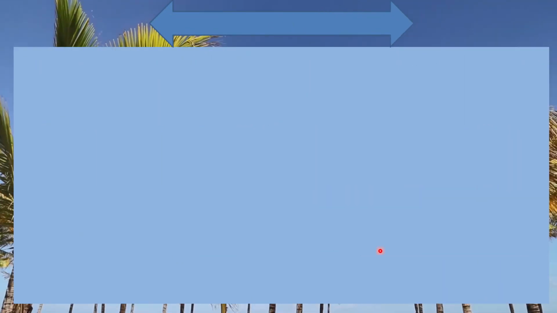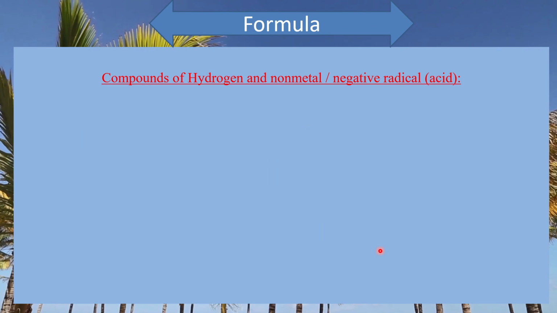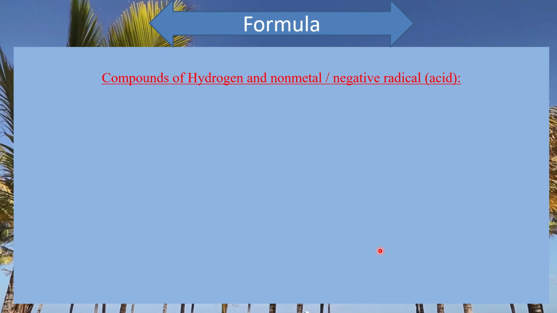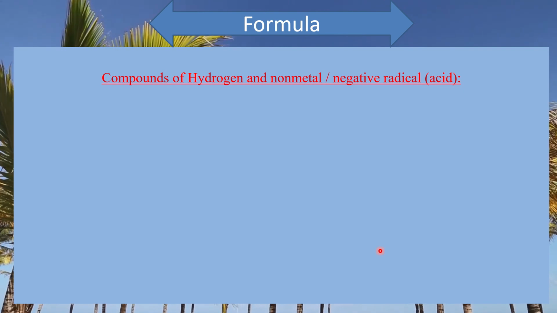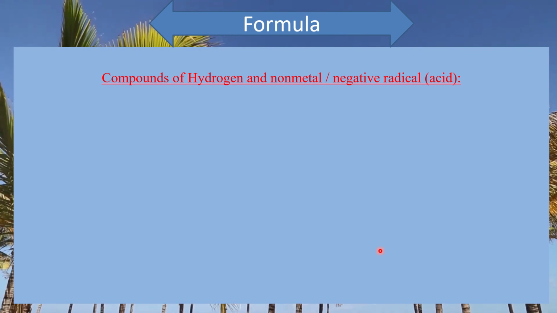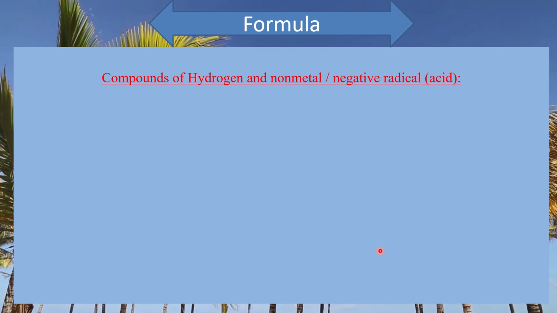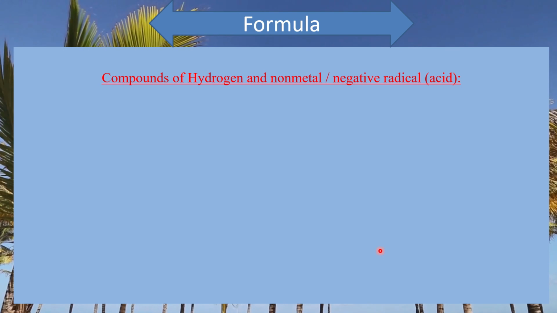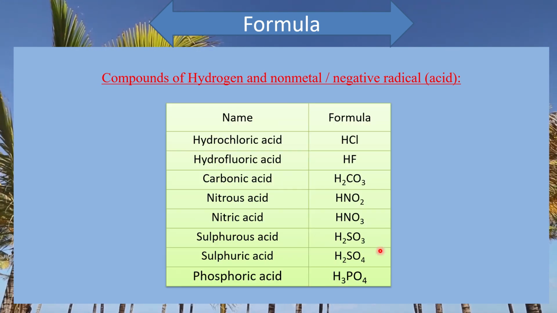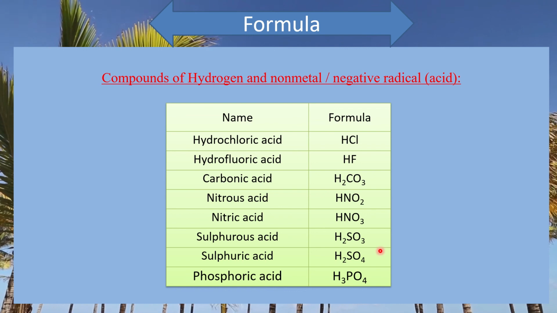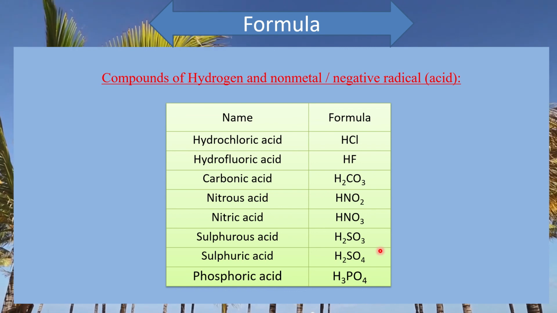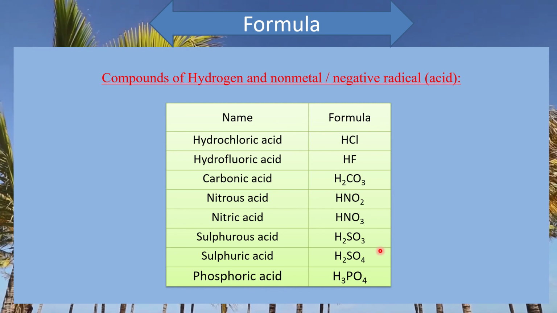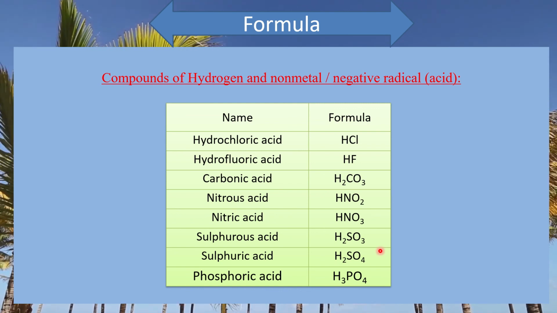Now, the compounds of hydrogen and non-metal or hydrogen and negative radical, and the most interesting matter is this: when the compound is made by using hydrogen with a non-metal or any negative radical, then these compounds are acids. Here, look, hydrogen and the non-metal chlorine, when these two make a compound, it can be named hydrogen chloride, but it is also an acid. This is called hydrochloric acid.